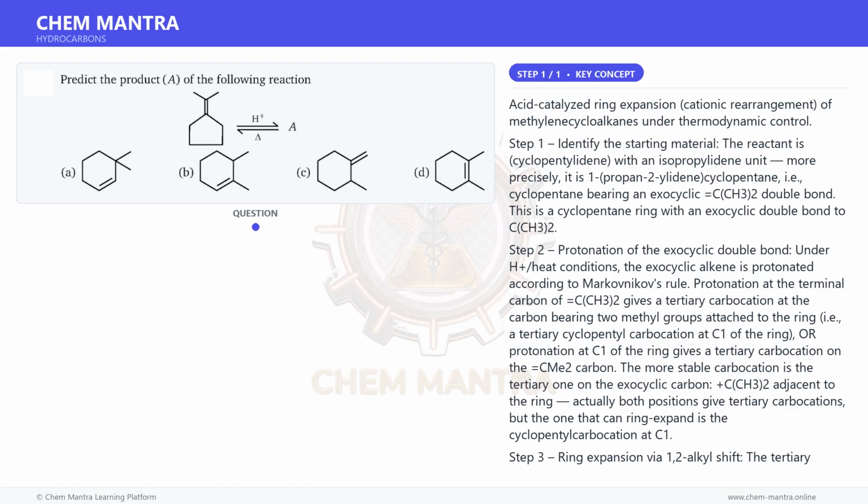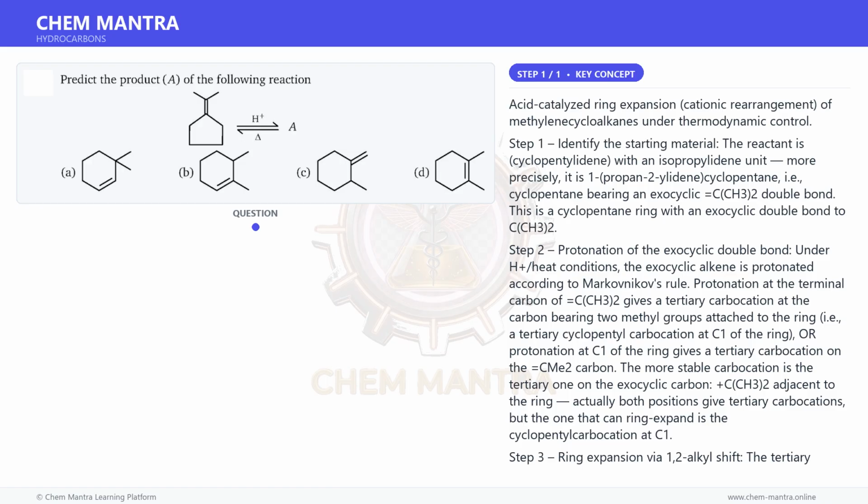Step 3. Ring expansion via 1,2-alkyl shift. The tertiary carbocation at C1 of the cyclopentane ring undergoes a 1,2-carbon shift, ring expansion. One of the C-C bonds of the cyclopentane ring migrates to give a cyclohexyl carbocation. This expands the 5-membered ring to a 6-membered ring, cyclohexane, placing the positive charge at an endocyclic carbon with a methyl substituent. Step 4. Deprotonation under thermodynamic control.